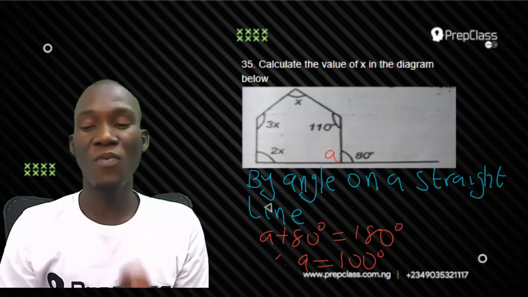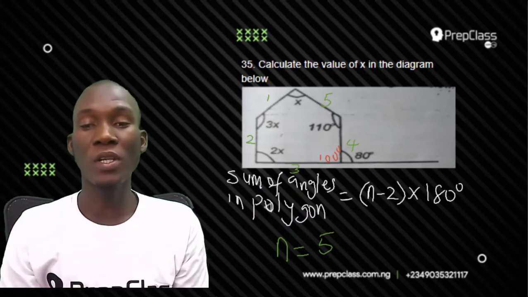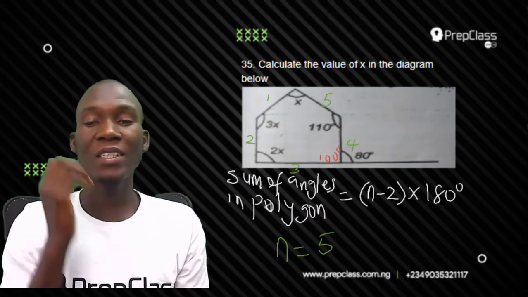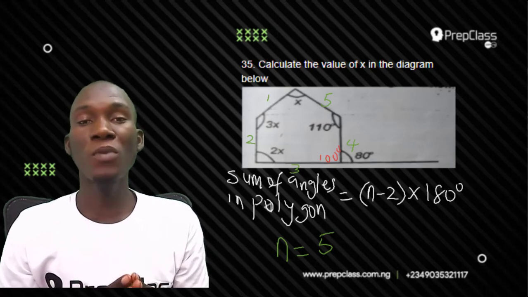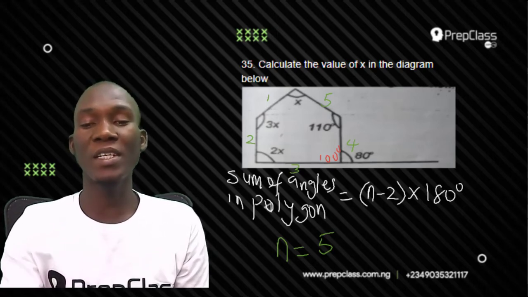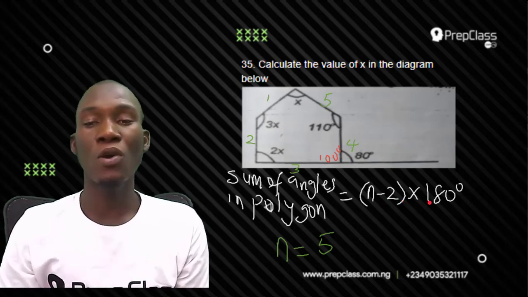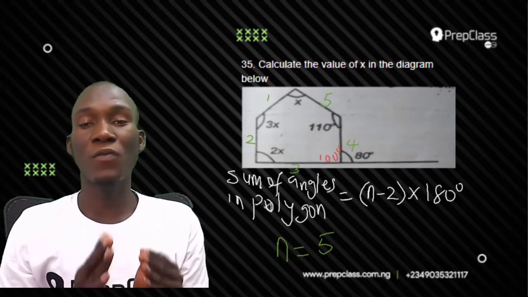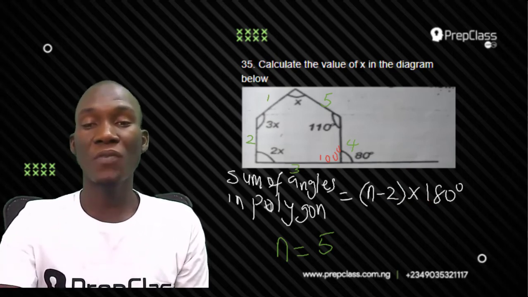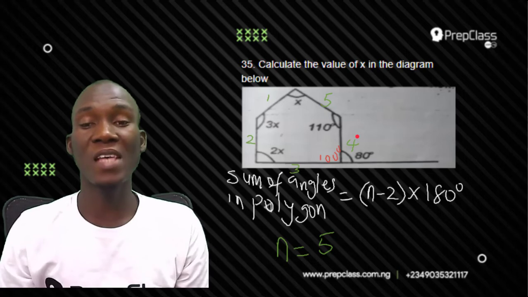Now we can find the value of x using the idea of sum of angles in a polygon. Because in a polygon, the total angle add up depending on the number of sides. And the formula for the sum of angles in a polygon is given by n minus 2 times 180 degree, where n is the number of sides. And the number of sides for this polygon is 5. If you count the number of sides, 1, 2, 3, 4, 5. So we have 5 sides there.